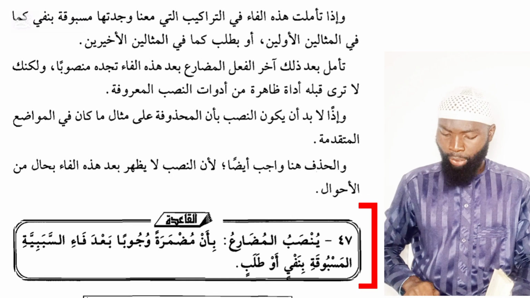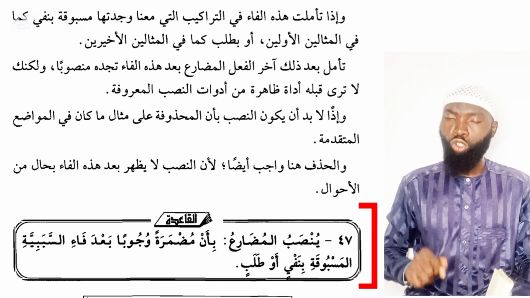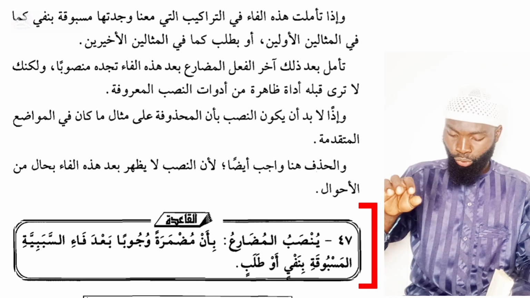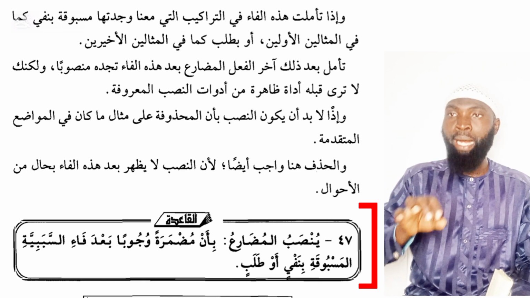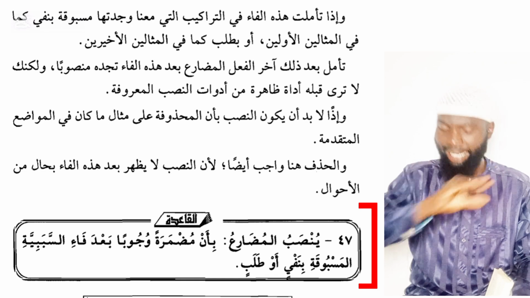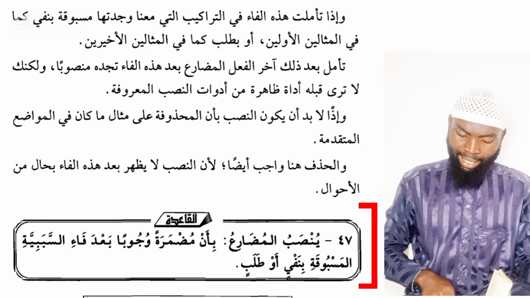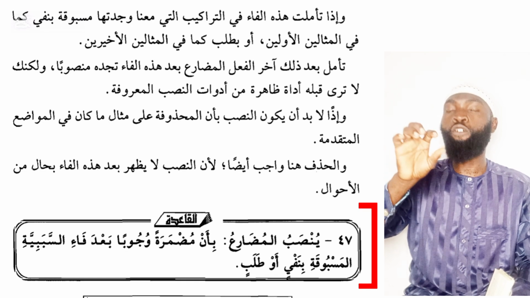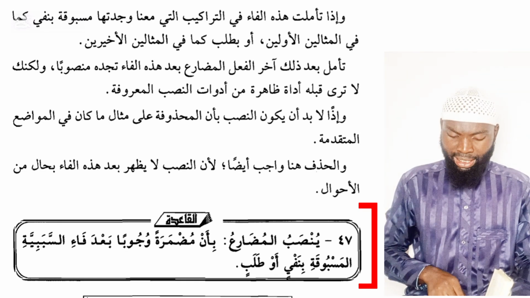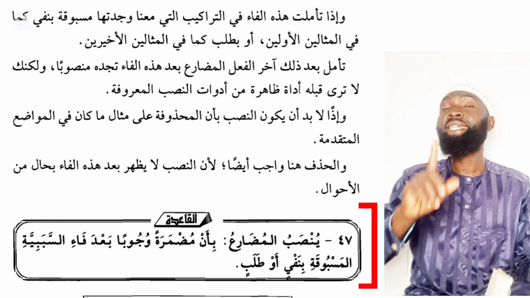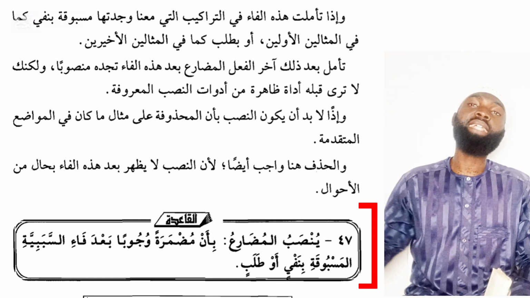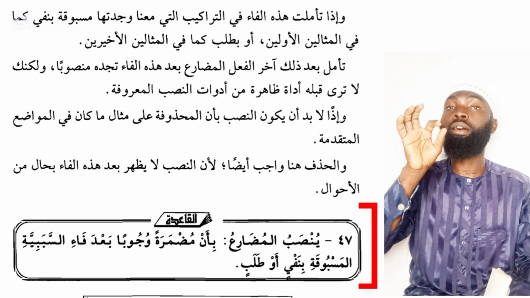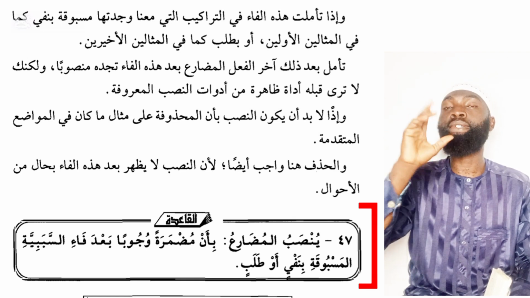The rule says ينصب المضارع بأن مضمرة وجوبا. A present tense verb is made compulsorily to be carrying fatha by the applied an which is hidden. بعد فاء السببية, as long as this an is coming after the causal fa, the fa of causation, the fa of consequence. المسبوقة بنفي أو طلب, and this fa should be the fa which appears after a negative particle or a sentence with the command or request tone.